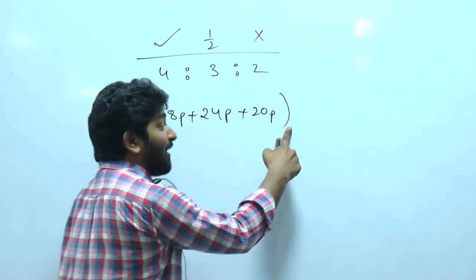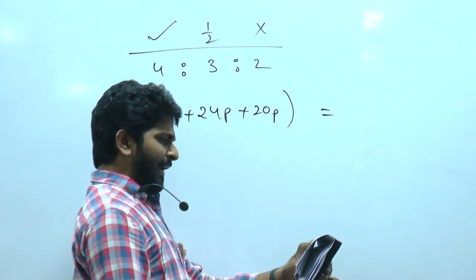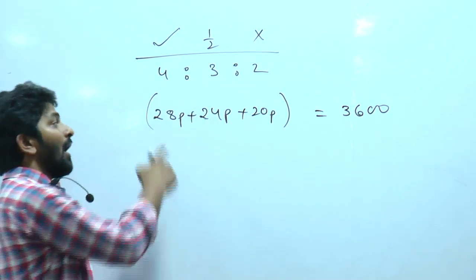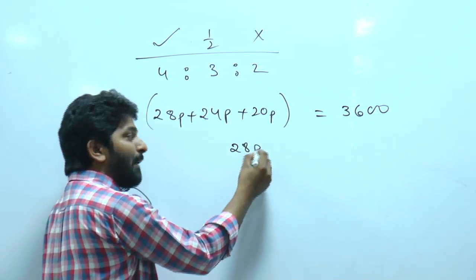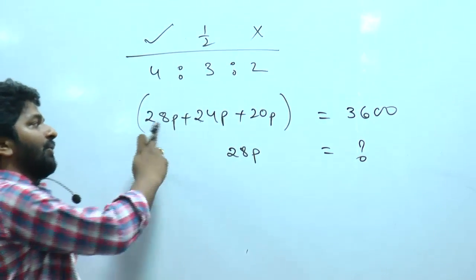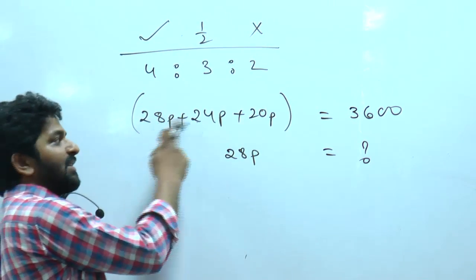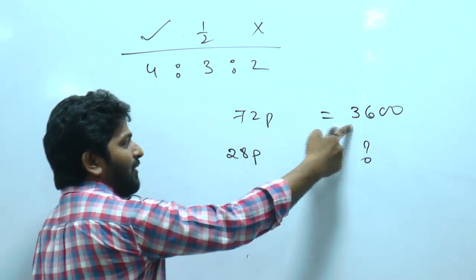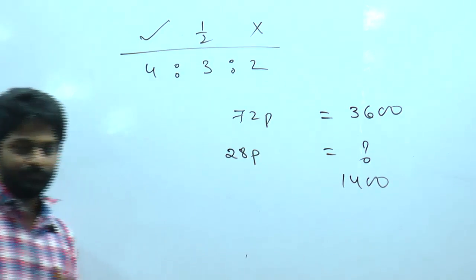And for this work they were paid how much? They were paid 3,600 rupees. Out of this, the skilled person does 28 parts. This is equal to how much? 28, 24, 20. So 28 plus 24 plus 20 gives a total of 72. So 72 parts is equal to this much, half into 100.